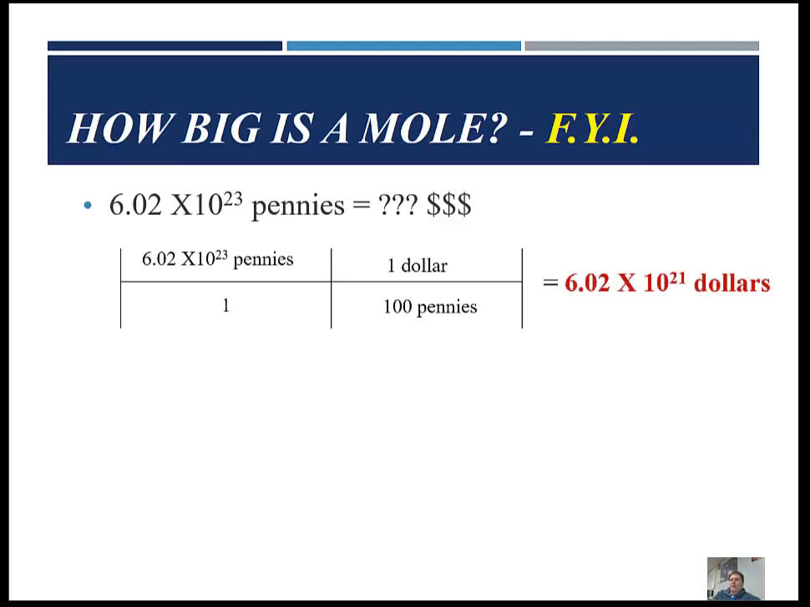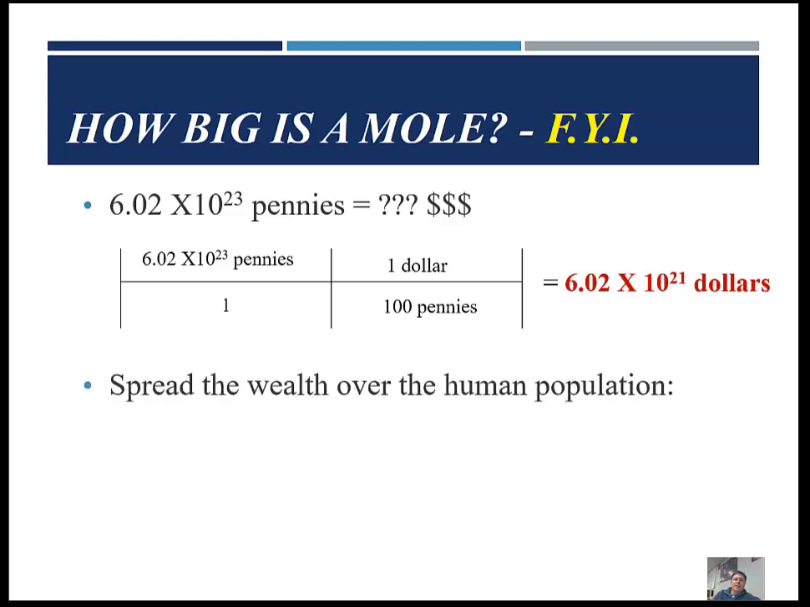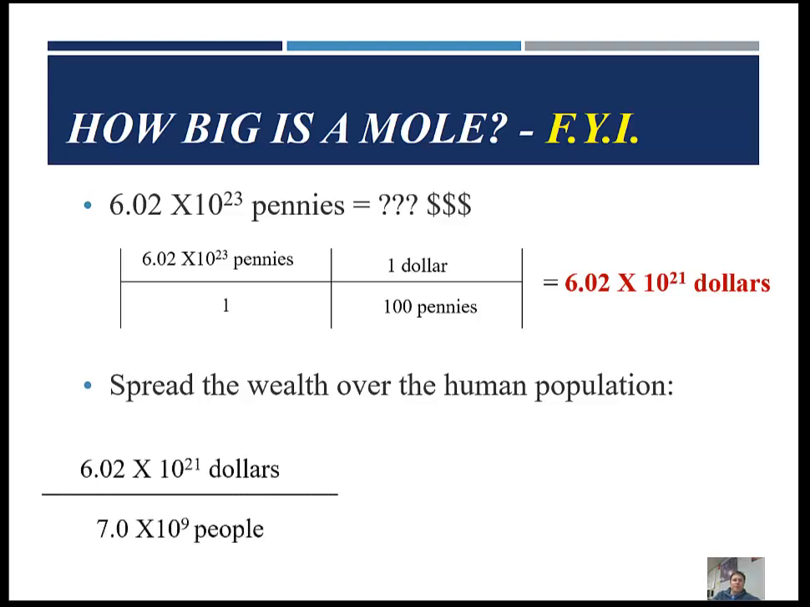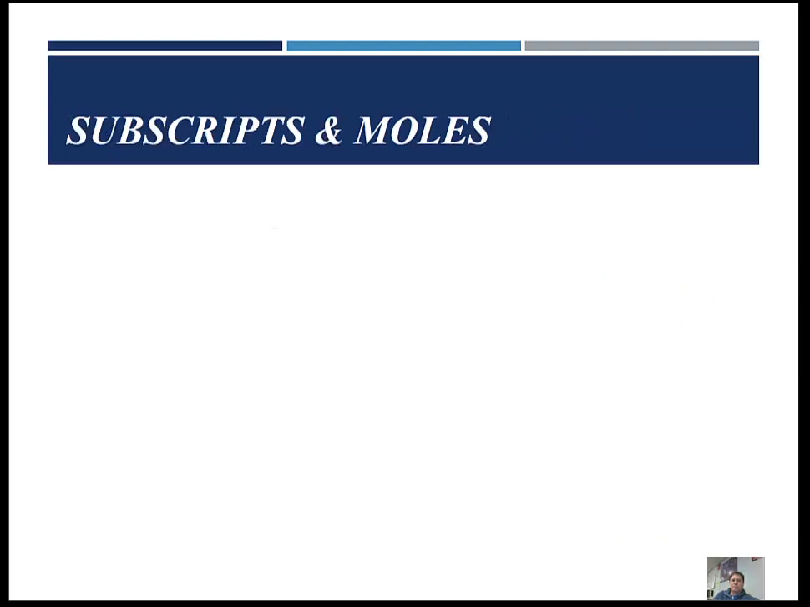What we'd find is it's 6.02 times 10 to the 21 dollars. That's a lot. Now, if we spread that wealth over the human population of roughly 7 billion people, that means each of us would get 8.6 times 10 to the 13th dollars. That's a lot of money. So you can understand that it's almost hard to grasp how big this number is, but it's huge. So let's go ahead and talk about how we can use the mole.